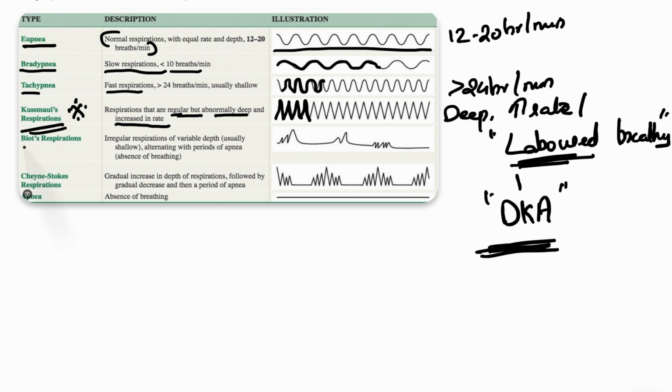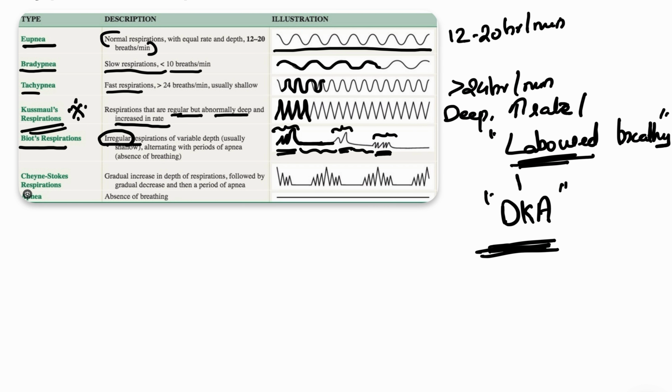Next type of respiration is Biot's respiration. Biot's respiration is a quick, shallow inspiration followed by regular or irregular apnea. Apnea means absence of respiration. It can be of variable depth and followed by apnea. So there will be variable depth respiration first, and then apnea. Again, variable levels of respiration, apnea, variable levels of respiration. Most important thing is it can be regular or irregular. Most of the time it is an irregular breathing pattern.